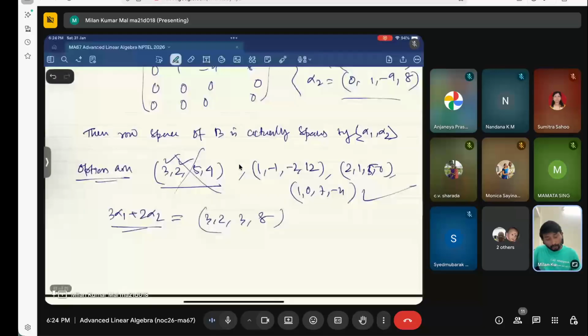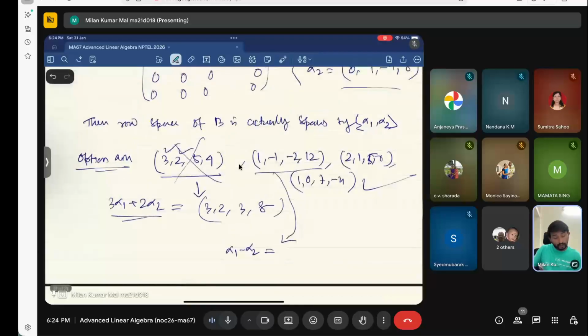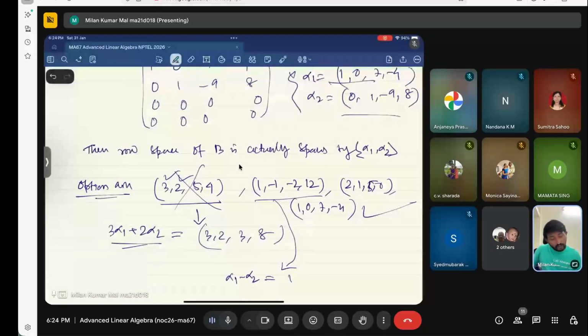Now for the other term, what do you have to do? You have to check at least alpha 1 minus alpha 2, because this is the coefficient. Alpha 1 was 1 0 7 minus 4, and alpha 2 is 0 1 minus 9 8. So what will I get? 1, minus 1, 7 plus 9, that is 16, and minus 4 minus 8, that is minus 12. But this is also not matching, because minus 2 is here, it is 16. That's why this term is also not in the spanning set. We have already seen the other term is here.